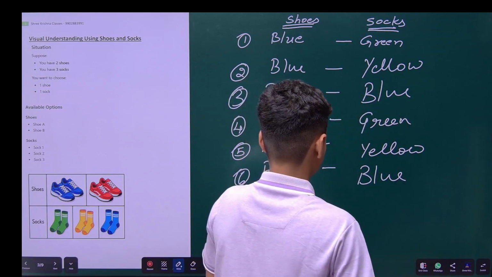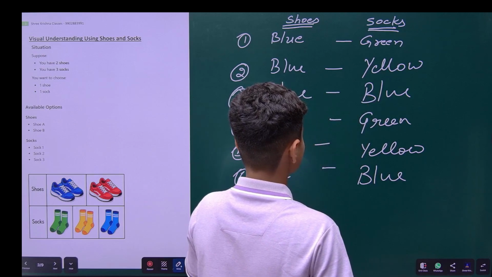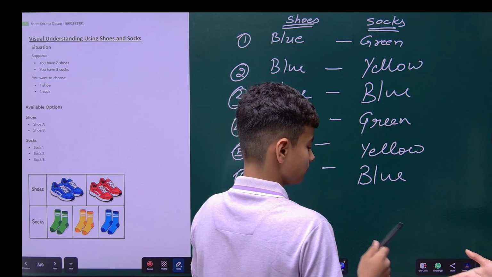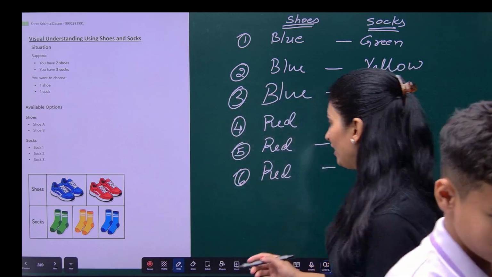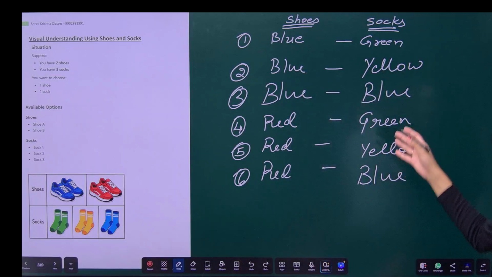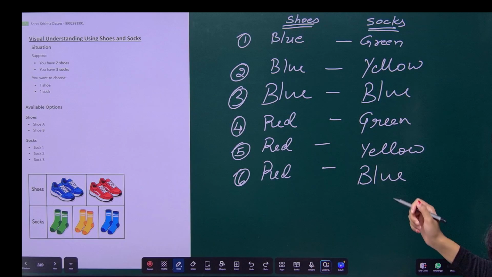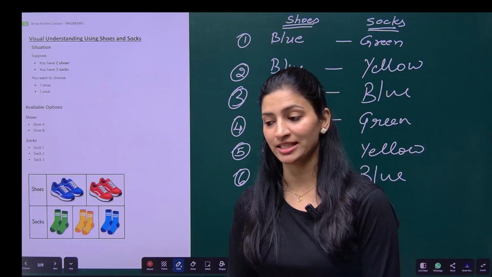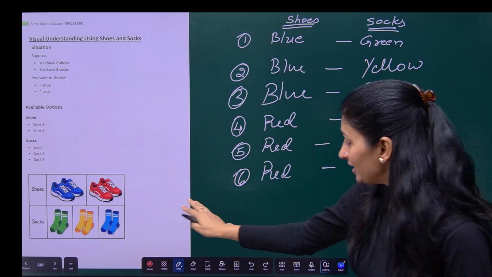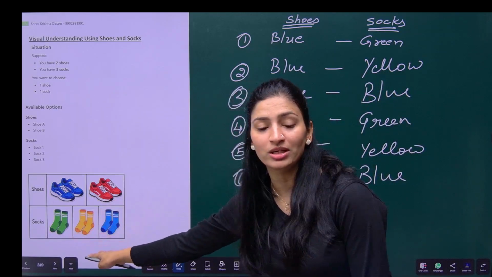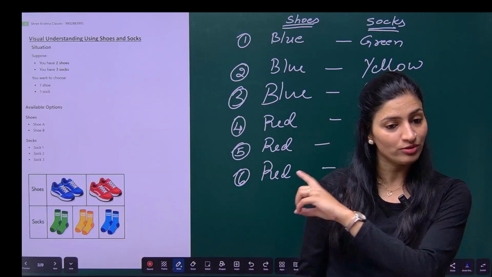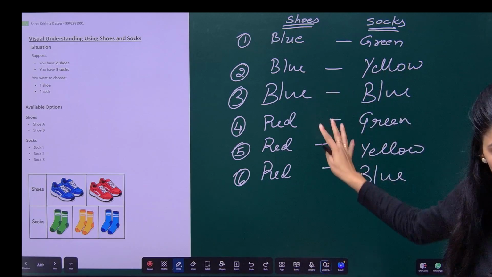So how many combinations are possible in this? 6. Total 6. Okay, thank you. Okay, so actually this is correct. So total 6 combinations are possible in this case. Because here the total number of shoes and total number of socks were very less. So it was easy for us to write down all the total combinations.